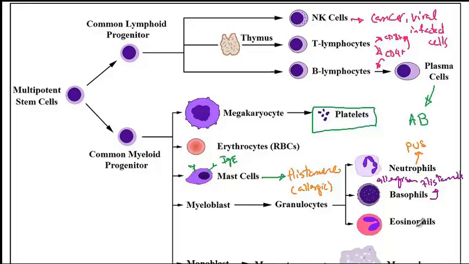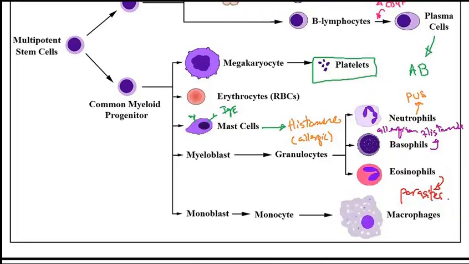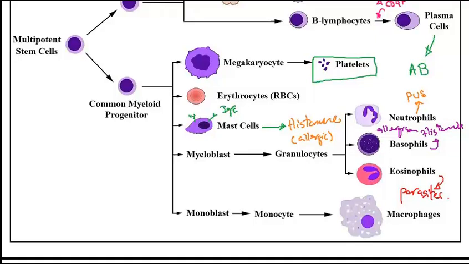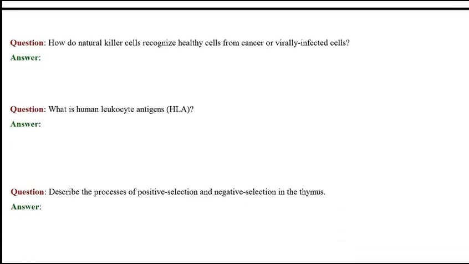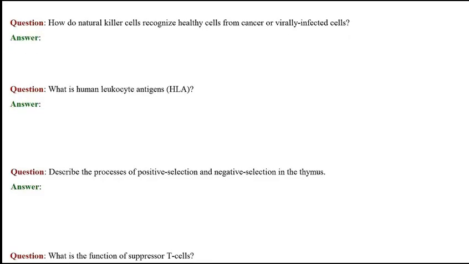And then we have eosinophils, which are used for invading parasites. And then finally we have macrophages, which we just discussed. Macrophages are required for phagocytosis or engulfing microbes and other pathogens. Okay, so we are basically done with the discussion of this video. There are some questions that I didn't answer during my lecture, so I would like to quickly cover those questions before we go over some practice questions.